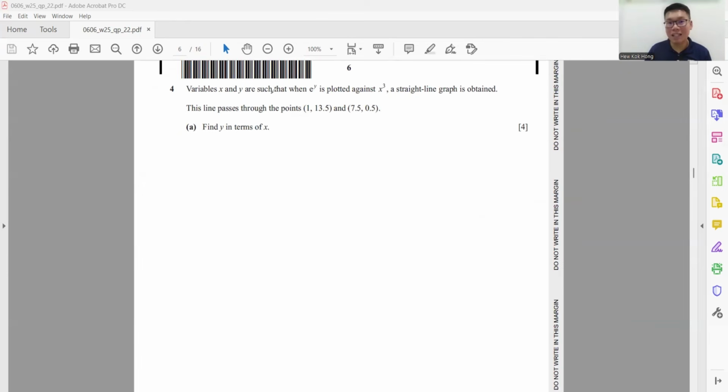Question 4. Variables x and y are such that e^y is plotted against x^3, and a straight line graph is obtained. The line passes through these two coordinates. Find y in terms of x.